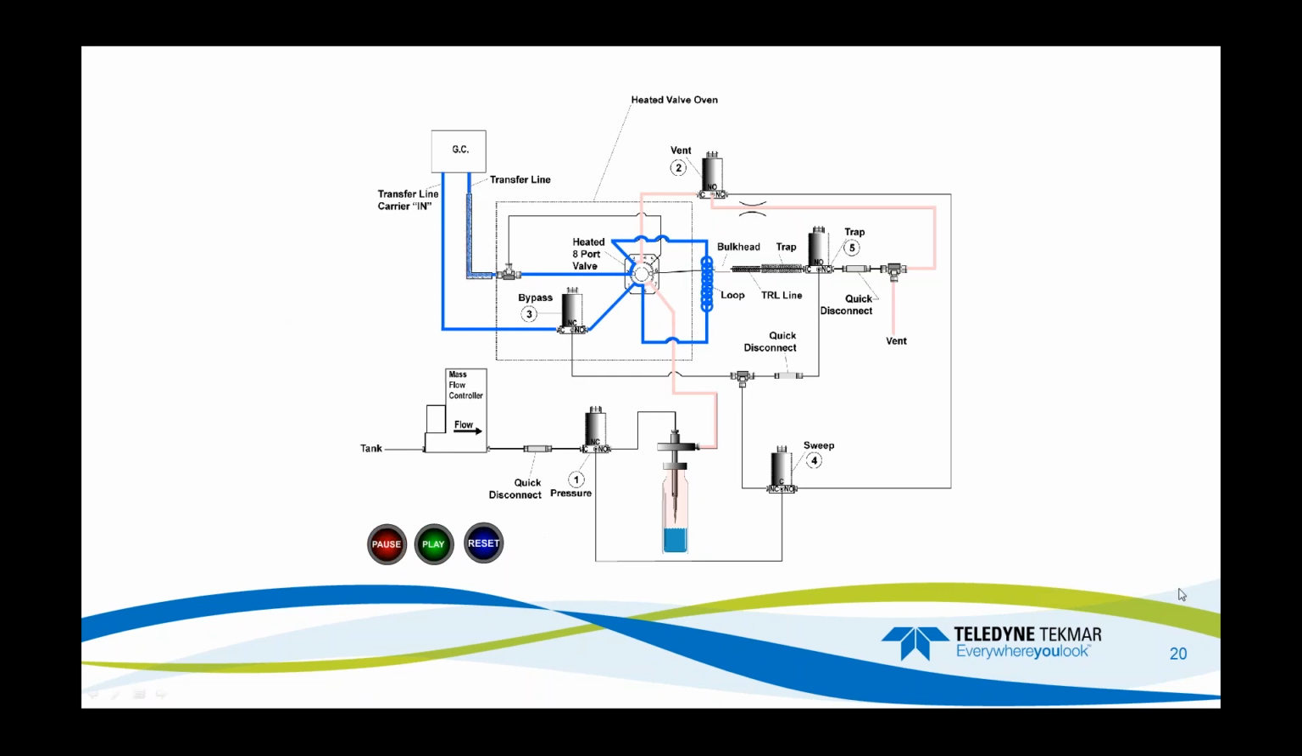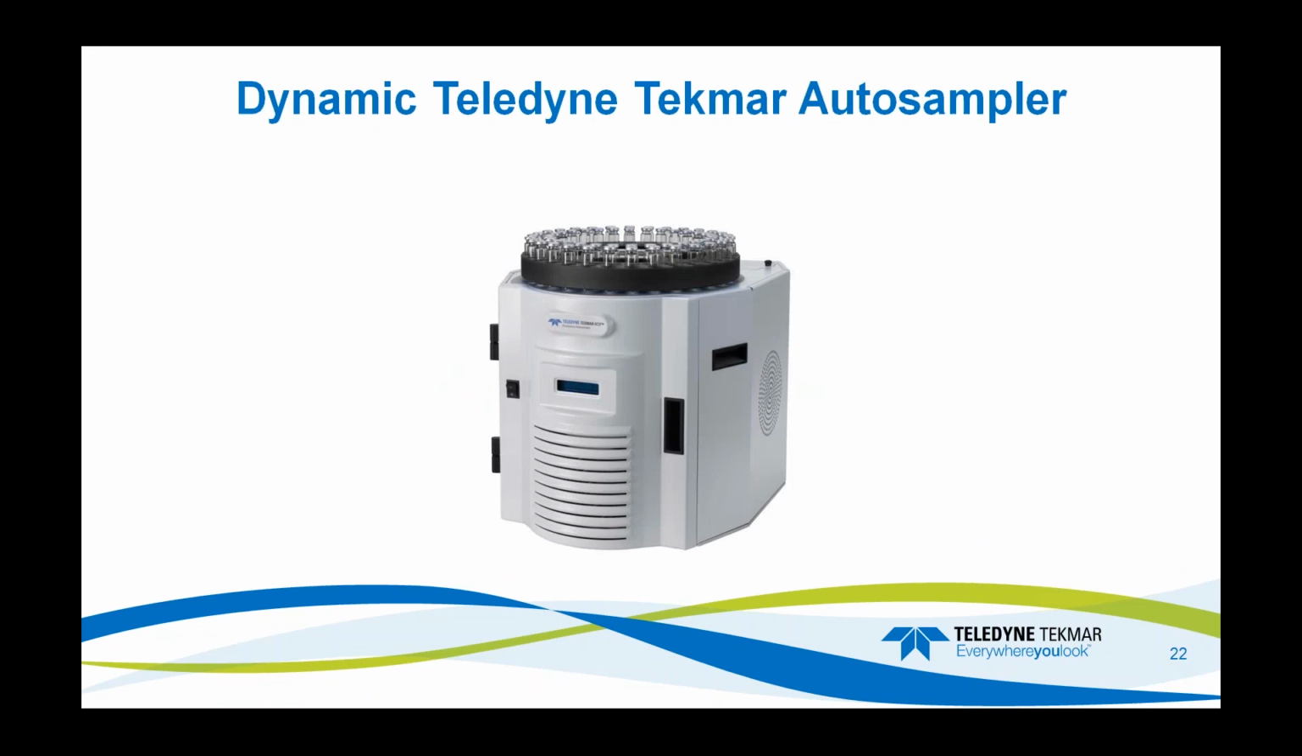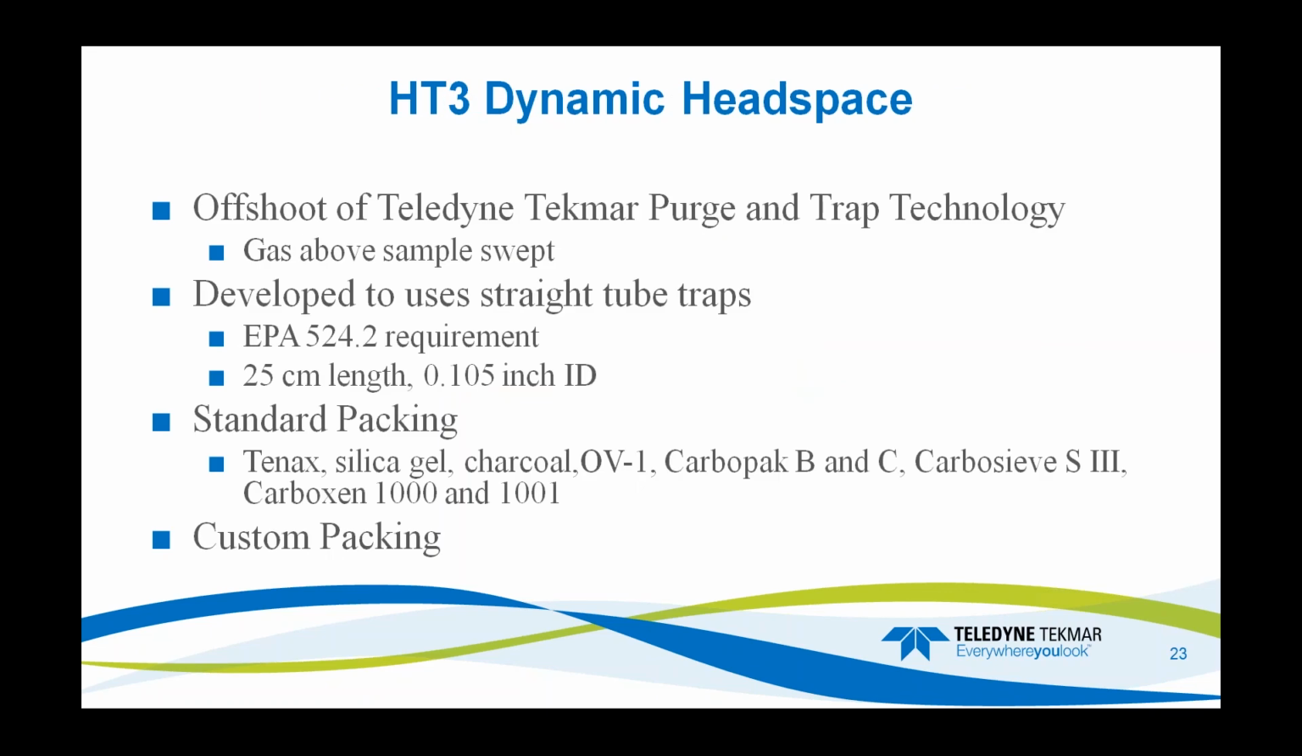That is what we call the static headspace, or a loop fill. Now I'd like to cover what we do when we do dynamic headspace or trap. The HT3 is the only headspace autosampler that we have that offers this functionality. It's an offshoot of Teledyne Tekmar purge and trap technology, except that the gas above the sample is swept. We do not purge through the sample. It was developed to use straight tube traps following EPA 524.2 requirements.